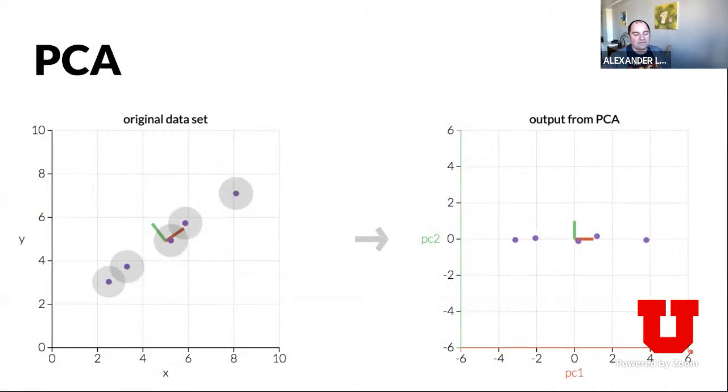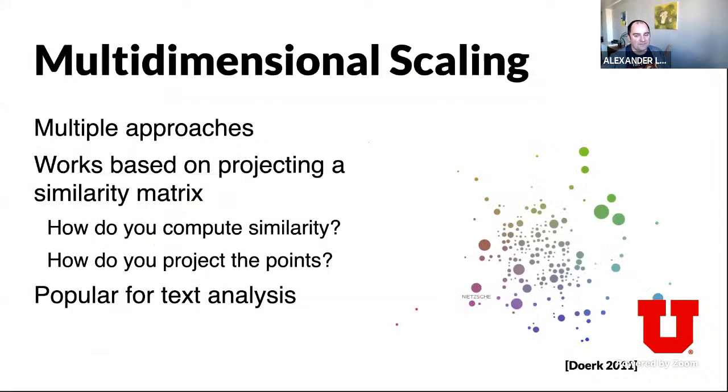Okay, so principal component analysis is one simple way of doing this. There are many other dimensionality reduction algorithms. One of them is multidimensional scaling, which is more of a name for a family of approaches. It works based on projecting a similarity matrix, and then you have to ask a couple of questions, such as how do you compute similarity? How do you project the points?